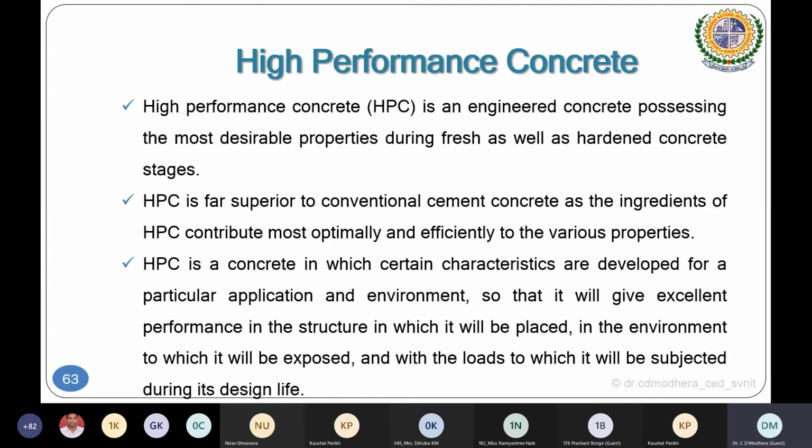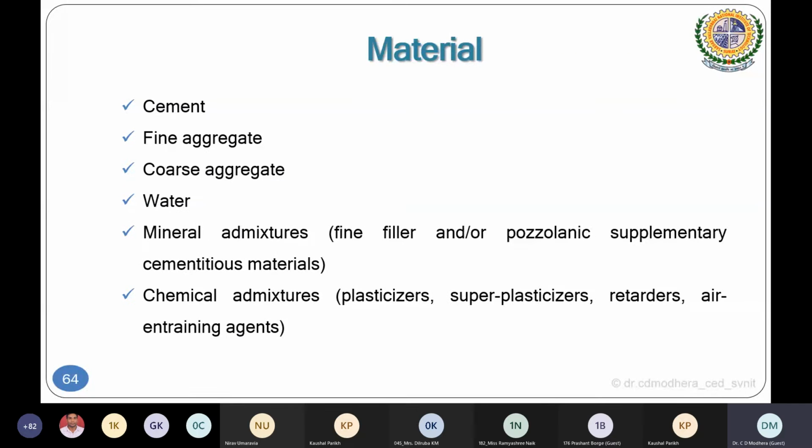So it is a long sentence, but what I wanted to say is that it will again create good compatibility. That is the thing. Materials are as usual, what we are using in traditional concrete, but in addition, mineral admixture we need to add, and chemical admixture we need to add for maintaining its rheology property.